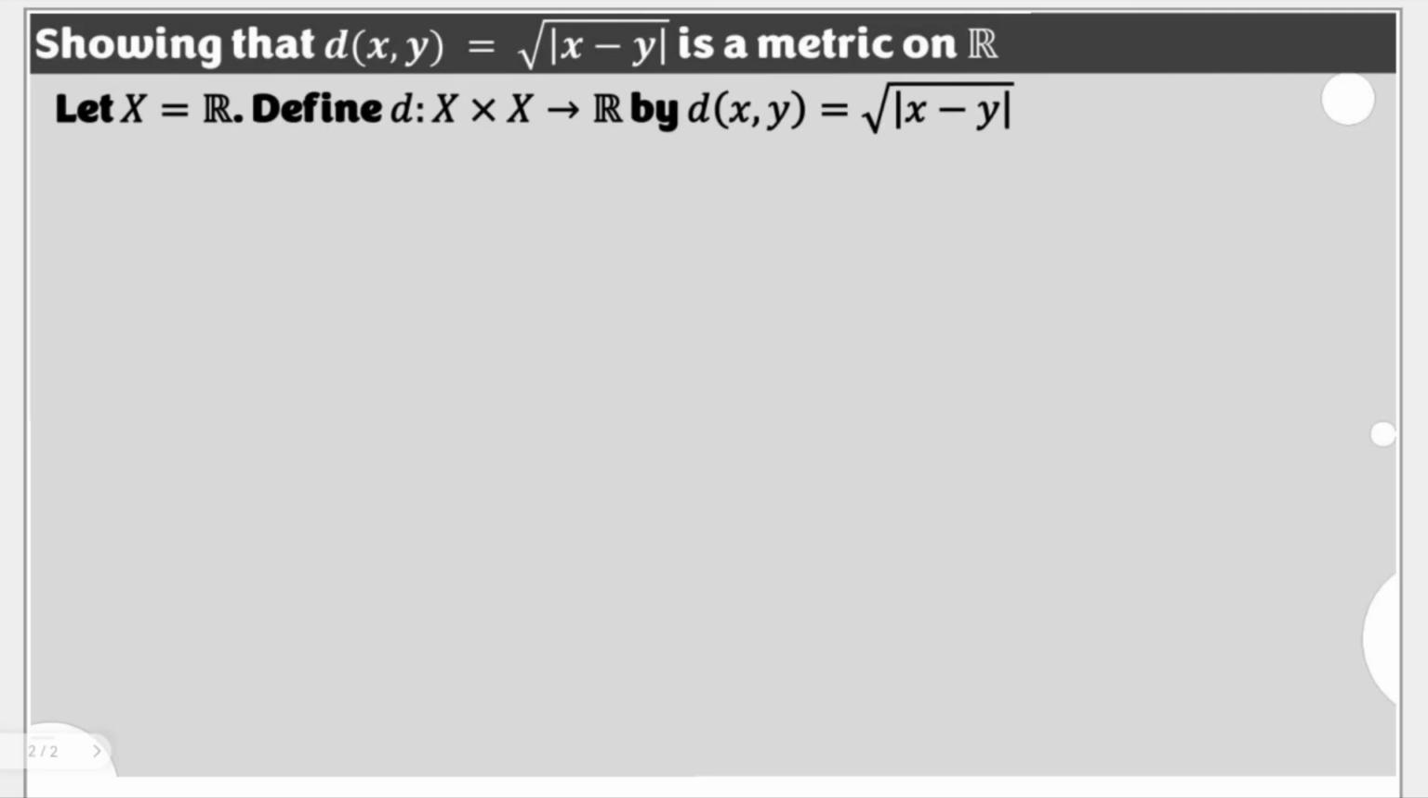When I talk about metric, there are 4 conditions that should be met before we can say that a certain function d is a metric on the given set. So we're going to show it here for this video.